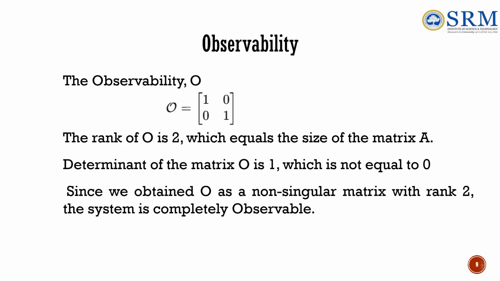The rank of the O matrix is 2, which again is equal to the number of states and the size of matrix A. Let's calculate the determinant of O. It is equal to 1 into 1 minus 0, that is equal to 1, which is not equal to 0. So we have obtained the observability matrix as a non-singular matrix with rank 2. So we can understand the system is completely observable.